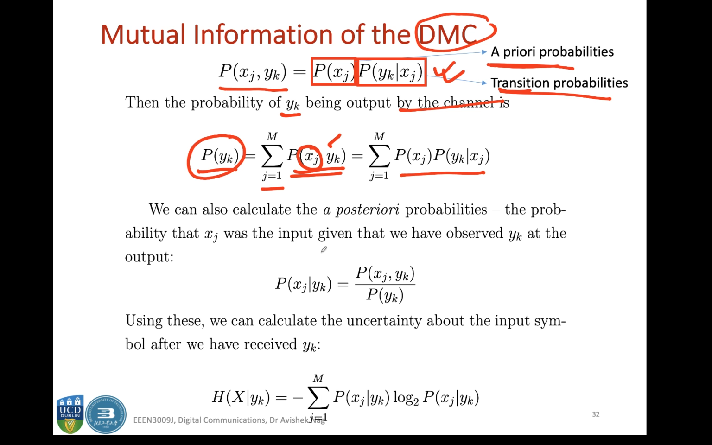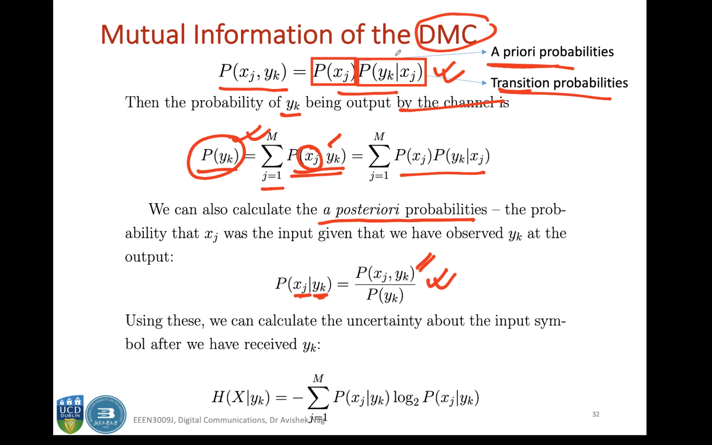So from this, once we calculate the probabilities of yk, we can also calculate the a posteriori probabilities. The a posteriori probability is defined as the probability that xj was the input given that you observe yk at the output. This conditional probability can be written like this, again from the fundamentals of probability theory. Now you know these joint probabilities from this expression.